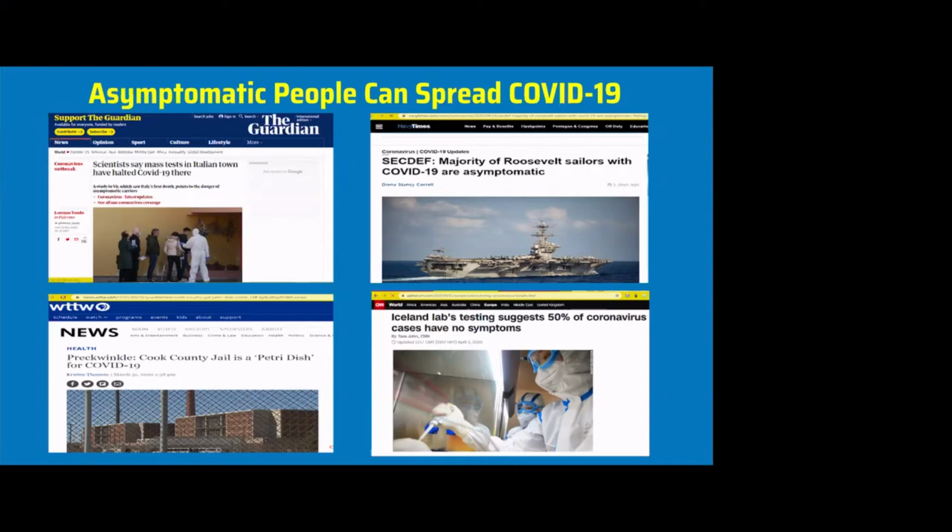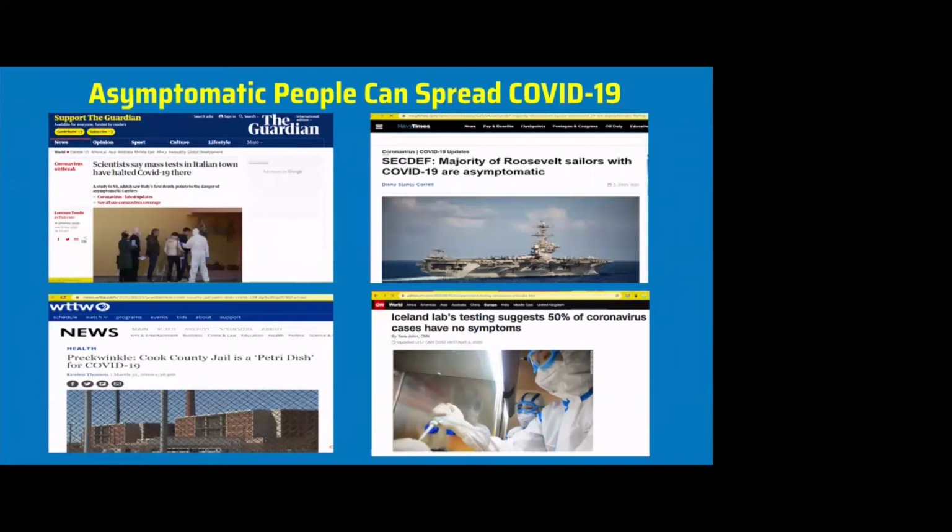Now, a lot of you have heard about the USS Theodore Roosevelt ship, the one where the captain was fired or demoted. They tested everyone on that ship, and they found 50 to 60% of the people that were COVID positive had no symptoms. Similarly, if you go down to Iceland, Iceland is the country that has tested the largest per capita number of people in the country. They found 50% of coronavirus cases with no symptoms.